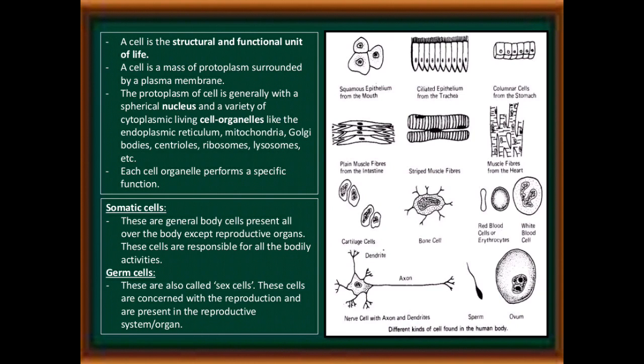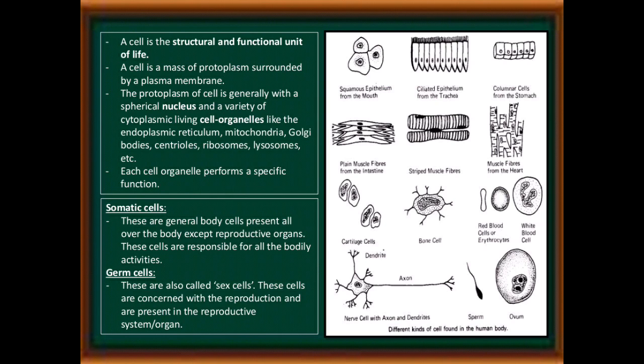There are two types of cells in our body: somatic cells and germ cells. Somatic cells are those cells which make our body, general body cells present all over the body except reproductive organs. These cells are responsible for all the body activities. Germ cells are also called sex cells. These cells are concerned with reproduction and are present in the reproductive system or organ.